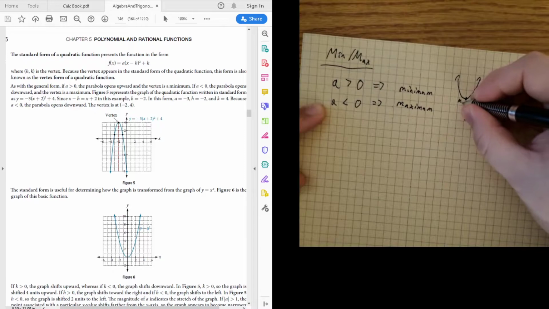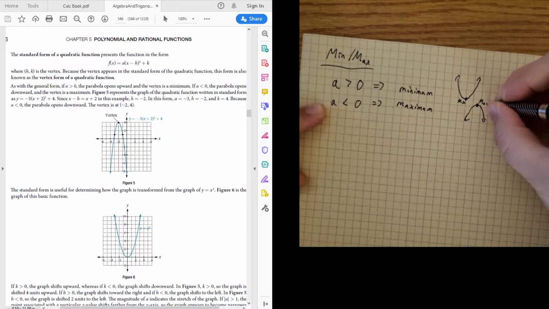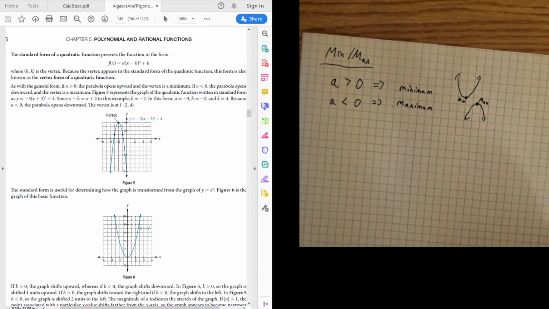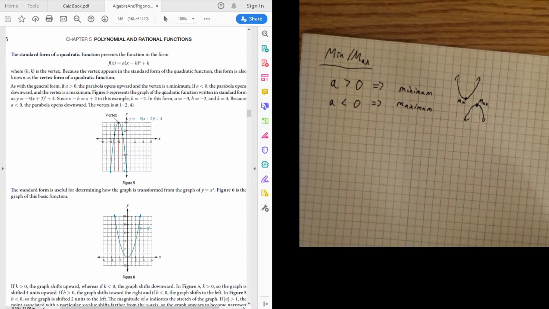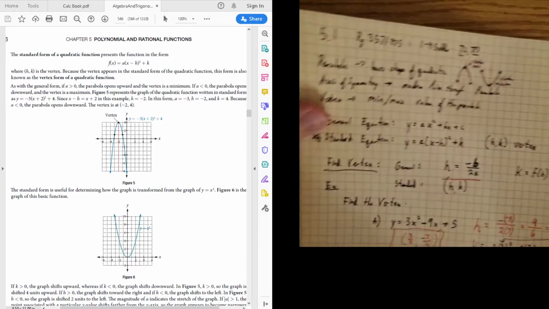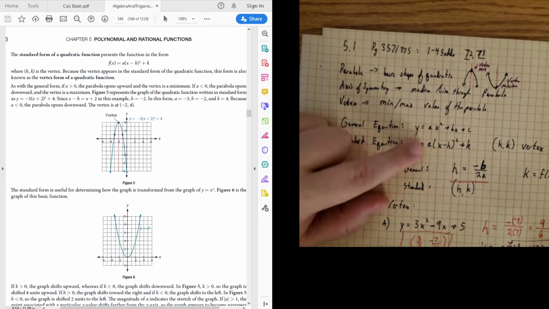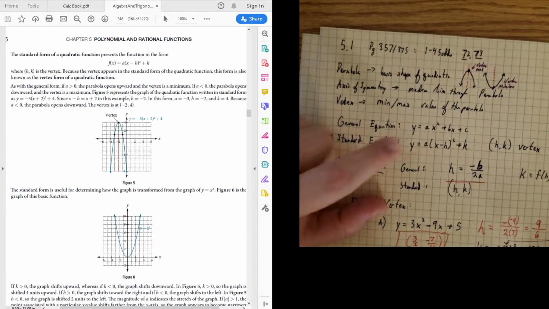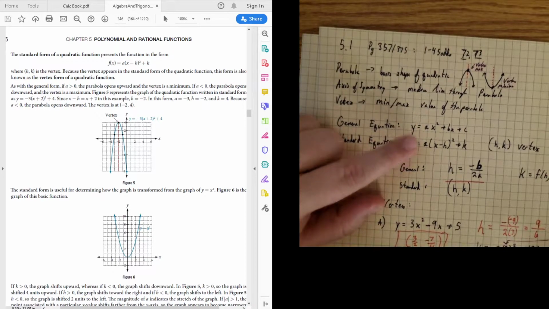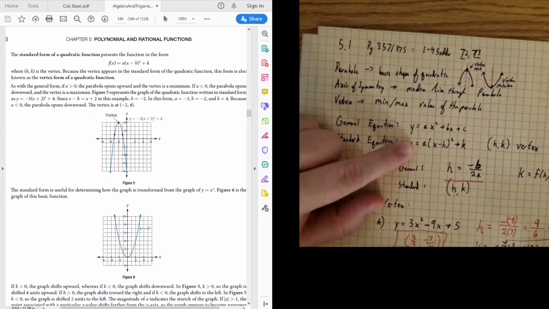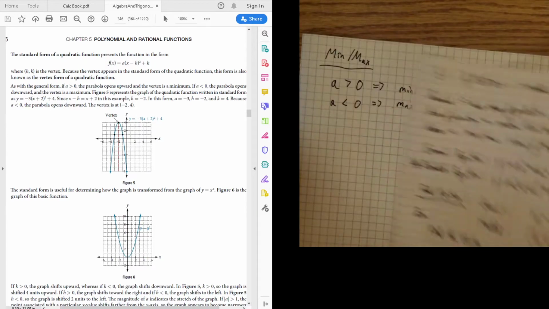So, you can always predict whether it will be a min or a max by just looking at the a value. And notice that in both equations, both equations have a in them. And so no matter which form it's in, you can always determine whether it has a min or a max and which one it has just by looking at the equation.